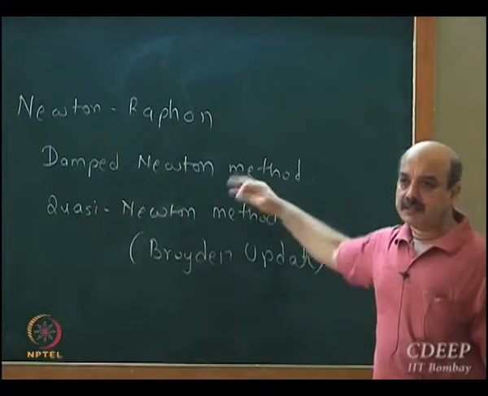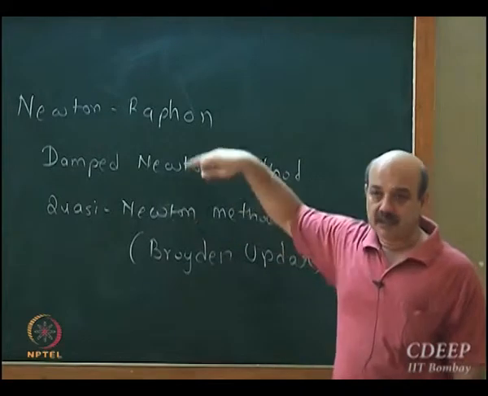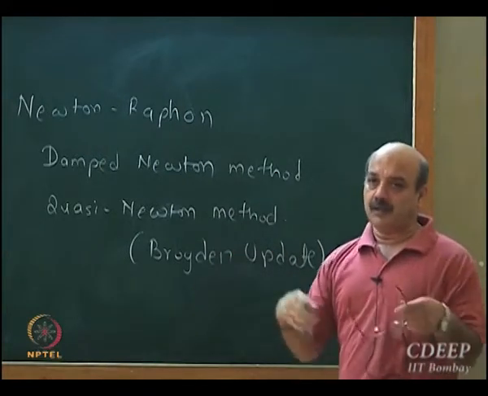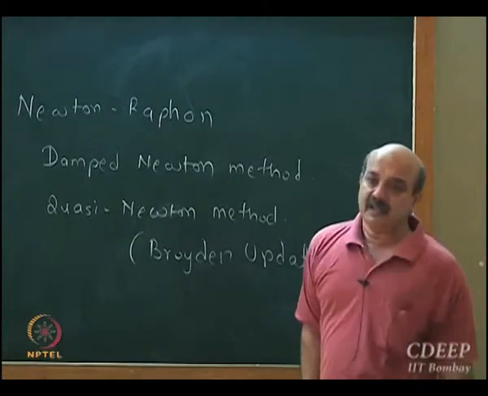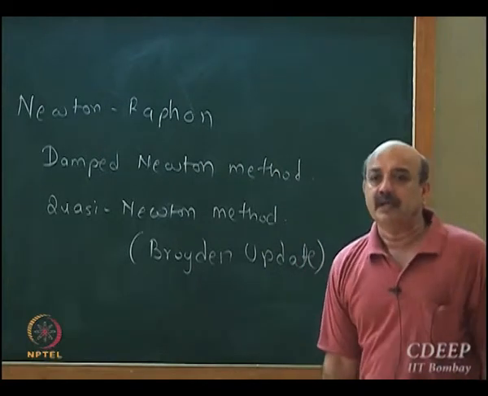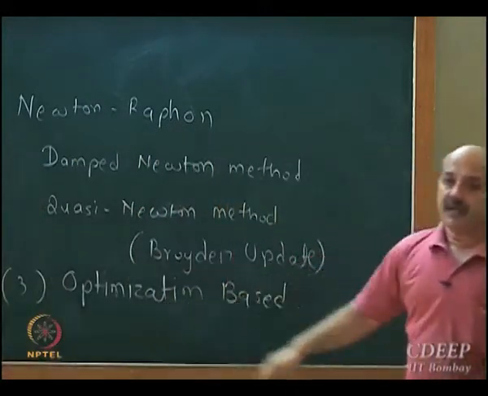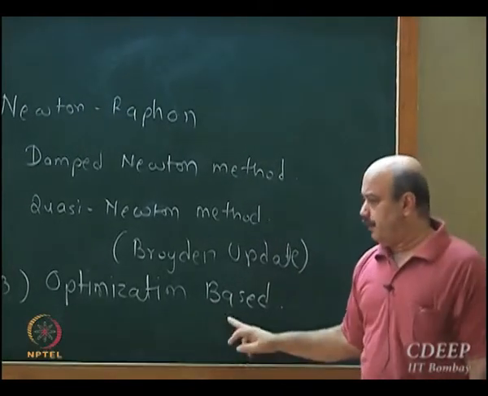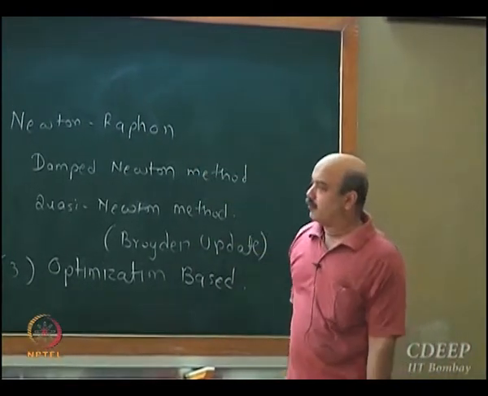Of course, you can combine these two and have a damped quasi-Newton method, and so on. So you can have all the combinations. So these are the categories in which we have looked at solving nonlinear algebraic equations. The third category that I want to look at is optimization based. The first two categories we have looked at in detail.